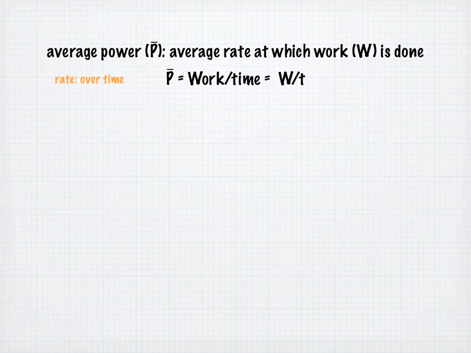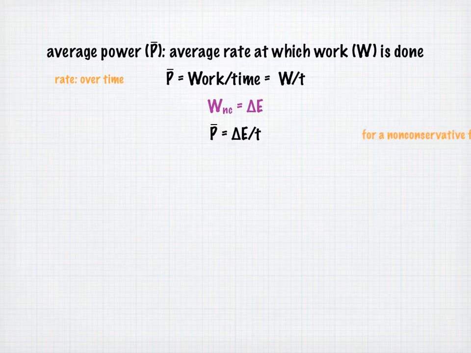Remember that work done by non-conservative forces on an object is equal to the change in mechanical energy of the object. That means that if we're dealing with a non-conservative force, the average power generated by the force is equal to the change in the mechanical energy of the object divided by the time interval.